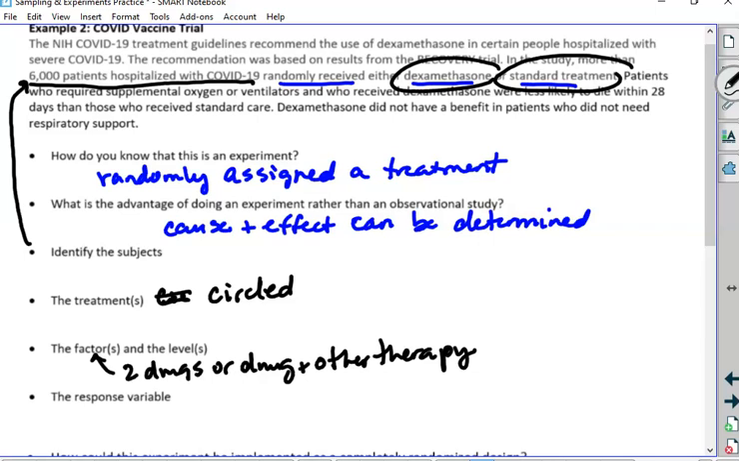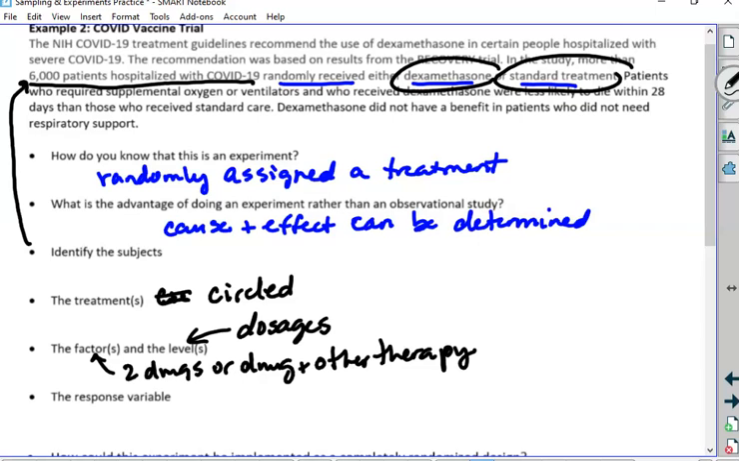Yeah. So would you be allowed to say that about this one, since it was talking about how dexamethasone didn't have any difference in people who didn't need respiratory support? It's possible, although in this case, they probably are not at that point going to randomly assign someone to get a ventilator or not.